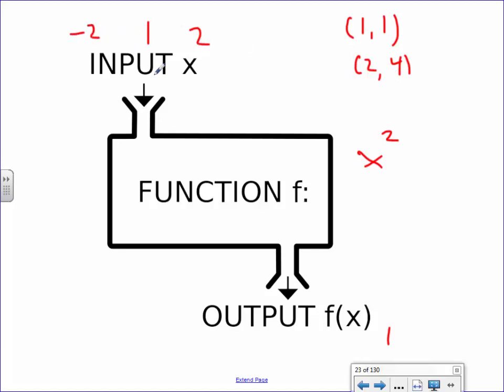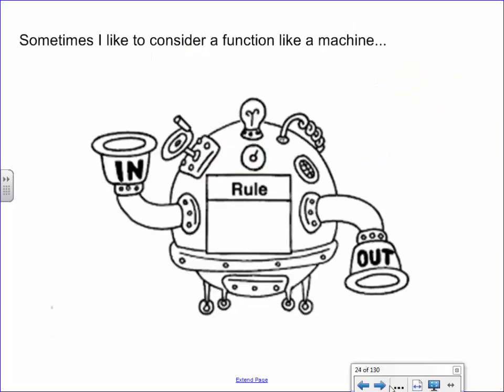But what if you input negative 2? Well, what happens when you square negative 2? You actually also get 4. So it's okay that the second number is the same. That's fine. But you cannot have the first number go to 2 different spots. One number in gives one number out. That's the rule of a function. So that's why I have this slide right here. It's kind of like a machine.